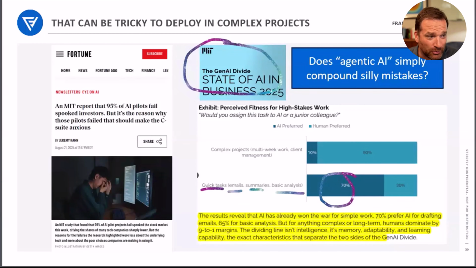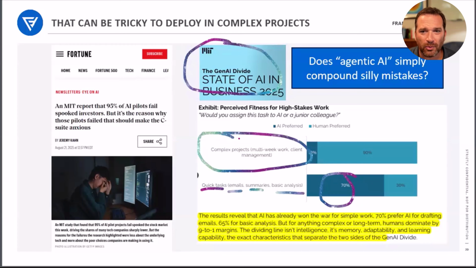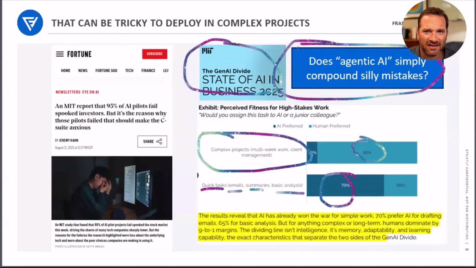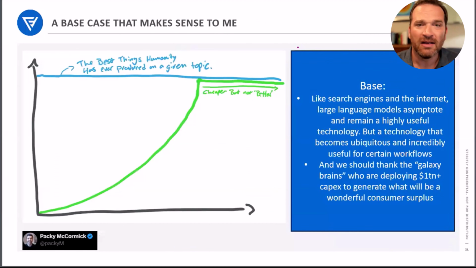And I don't have to write a 3-paragraph flattering email. I can just ask Claude to do that. But for complex projects, multi-week work, client management, it's almost getting no adoption. And so this idea of agentic AI, is that simply compounding some silly mistakes? And I think agentic AI, to me, I still can't figure out what agentic AI is. It doesn't make any sense to me. Maybe Kris and David can explain that to me.